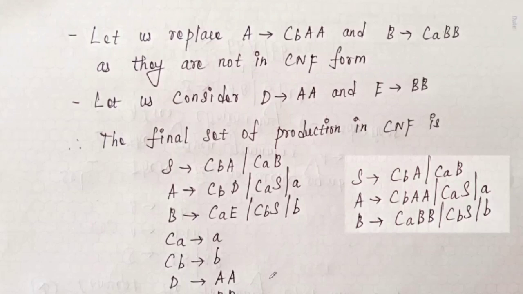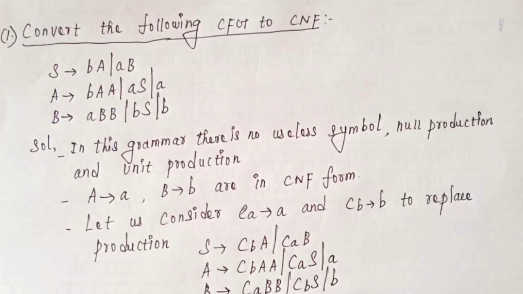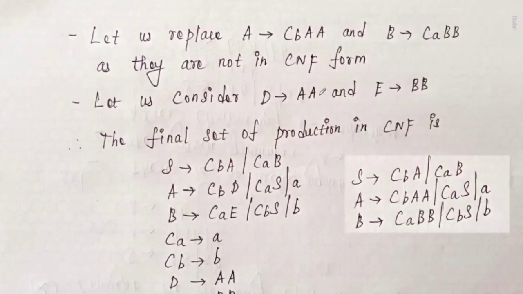Finally, list all the productions in Chomsky normal form, including any newly introduced non-terminals that were added during the conversion process, that is CA tends to a, CB tends to b, then D tends to capital A, E tends to capital B. This is the final set of productions in Chomsky normal form. I hope you all have understood the Chomsky normal form.